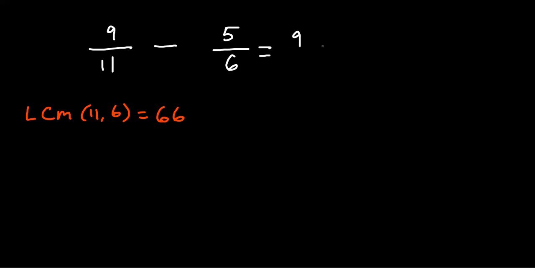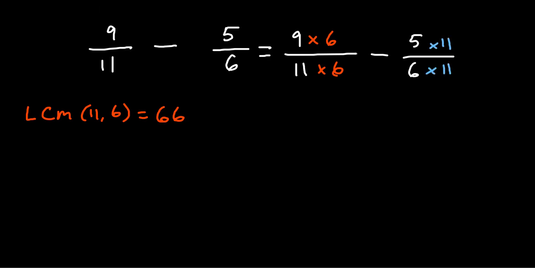So we do 9 times 6 and 11 times 6. And then for the second fraction, we do 5 times 11 and 6 times 11. So that becomes 54 over 66. And this becomes 55 over 66.